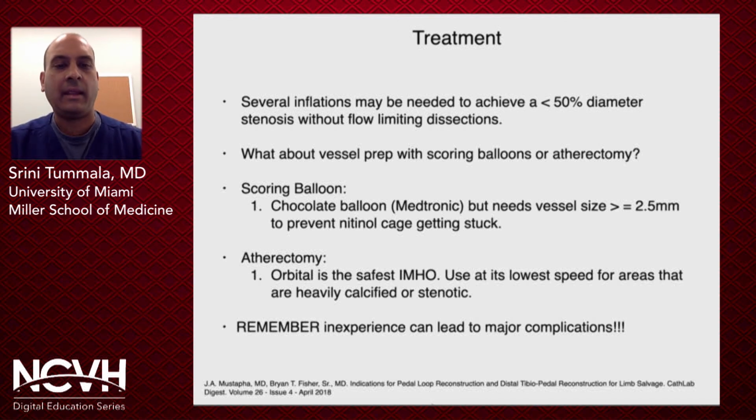In terms of atherectomy, I think orbital atherectomy is probably the safest in my opinion. I typically use it at a low speed for areas that are heavily calcified or stenotic. But remember, inexperience can really lead to major complications. And so you don't want to use scoring balloons or atherectomy devices below the ankle unless you have a lot of experience in pedal loop interventions.